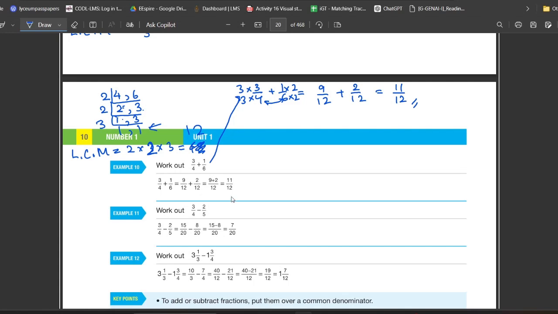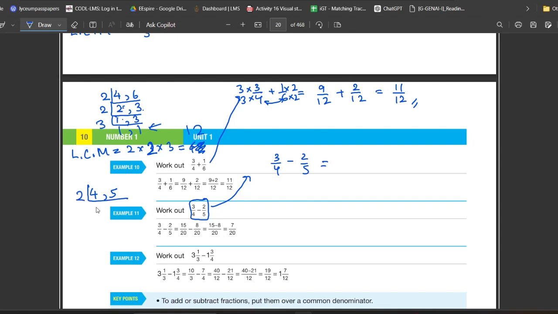Now, up until now, we did only addition. Subtraction is also similar. Let's try this one: 3 over 4 minus 2 over 5. We can't subtract if the denominators are not the same. We have to make those denominators into the same number. So we check the LCM first.